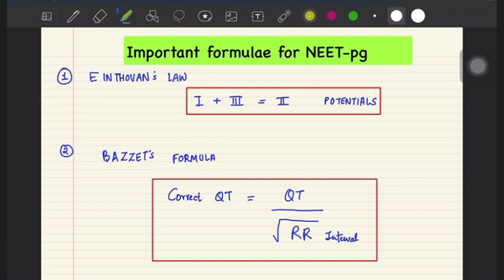So the first formula based question comes from the topic of Einthoven's law. Einthoven's law states that the potential of the first and the third lead is equal to the potential of the second lead. So based on this you can have a numerical question. Second formula is based on Bazett's formula. Bazett's formula gives you the corrected QT interval from the QT interval divided by the square root of the RR interval.